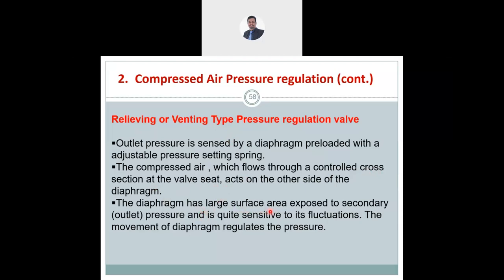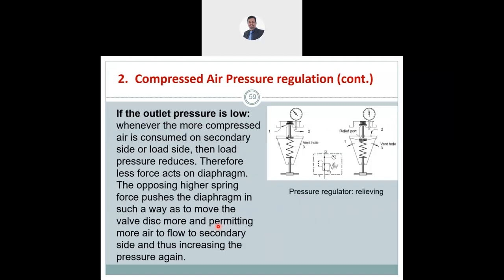Diaphragm is the last surface area exposed to secondary pressure. It is the same as before, there is a diaphragm type of compressor. So the pressure and the function is almost the same. It has two parts. So you can see here.